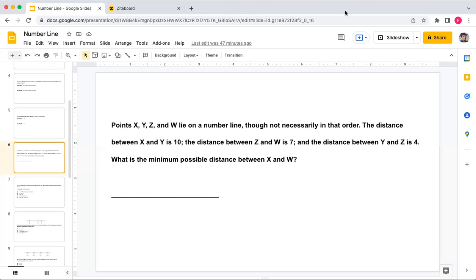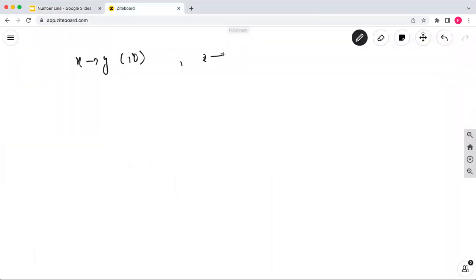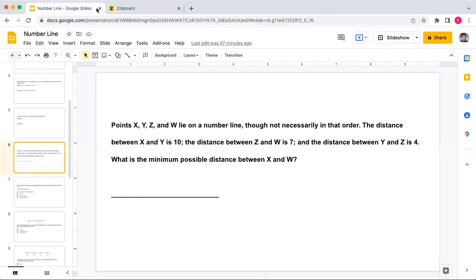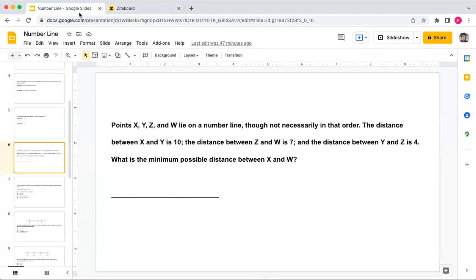Okay, shall we solve this now? The distance between x and y is 10. And the distance between z and w is 7. And the distance between y and z is 4. What is the minimum distance between x and w?